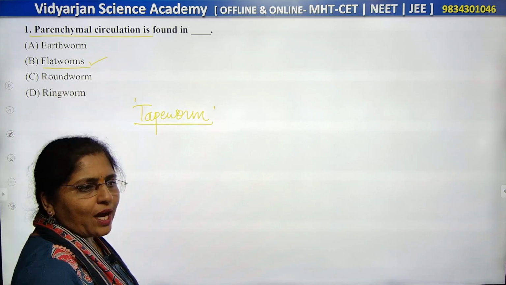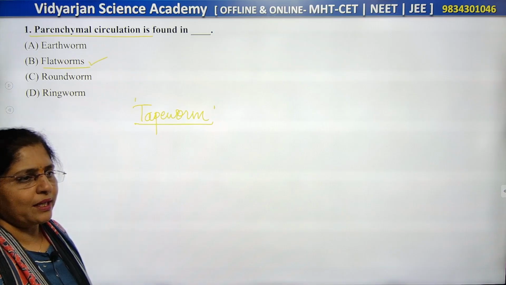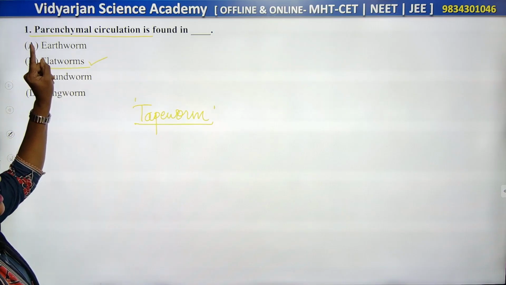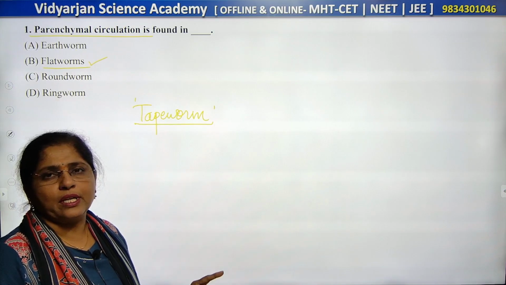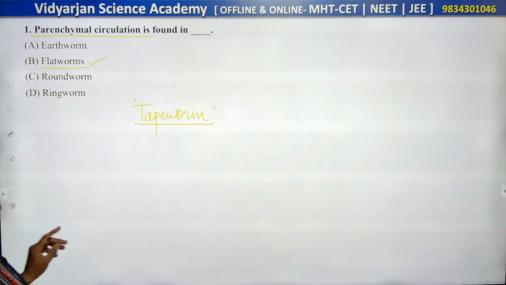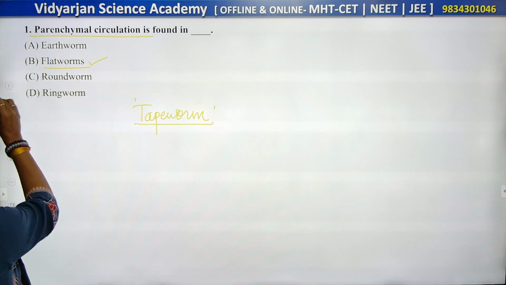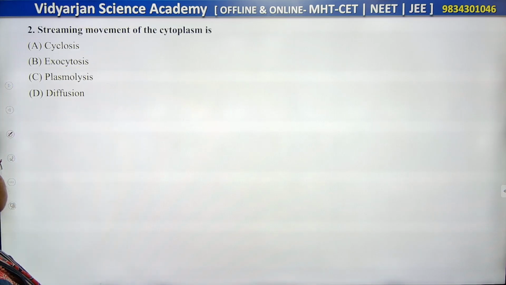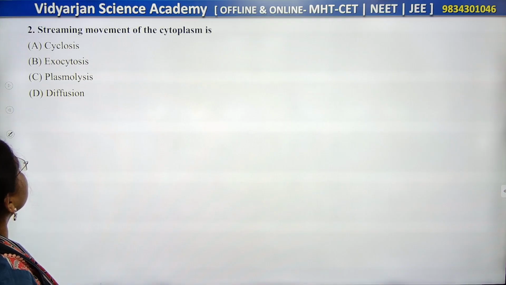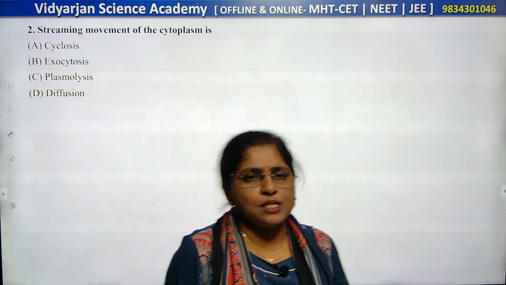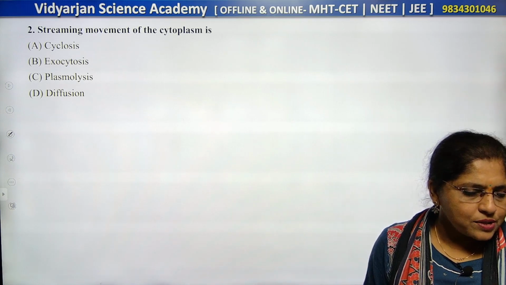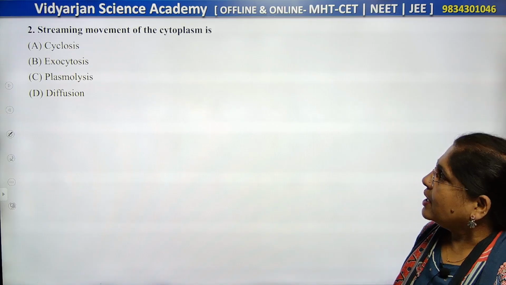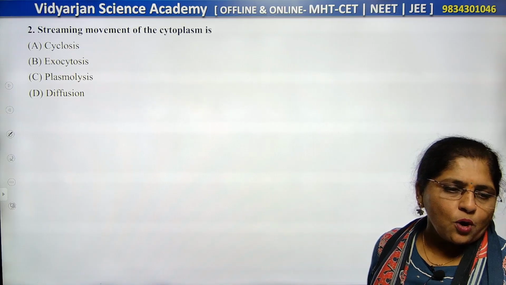So you can note down in your notebook very properly that parenchymal circulation is the main important characteristic of flatworm. So this is the answer here. Next is: streaming movement of the cytoplasm is. You know that cytoplasm is present in the cell, acting as the ground substance of the cell. So we have the question here. See, what are the options given?